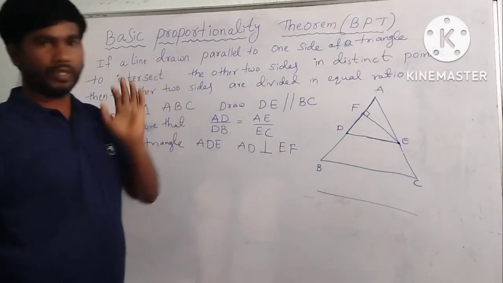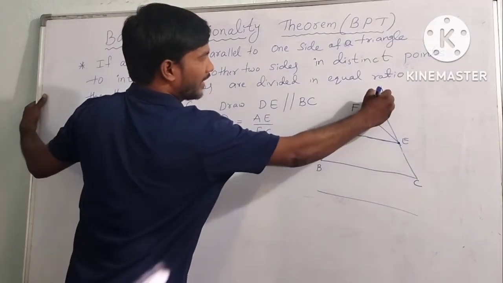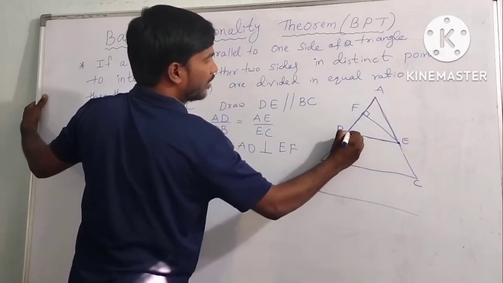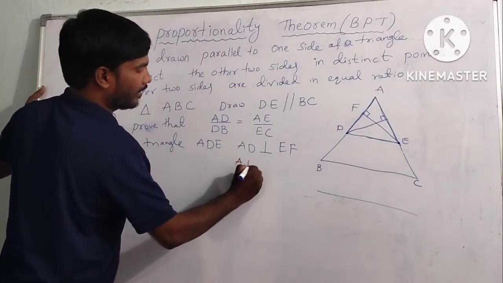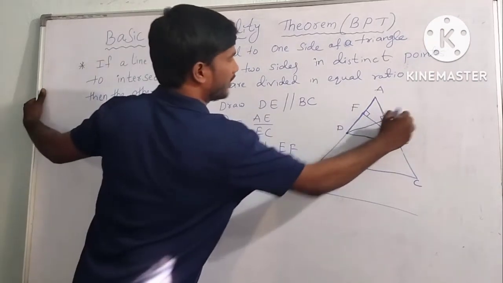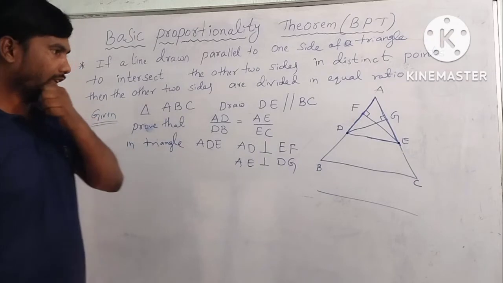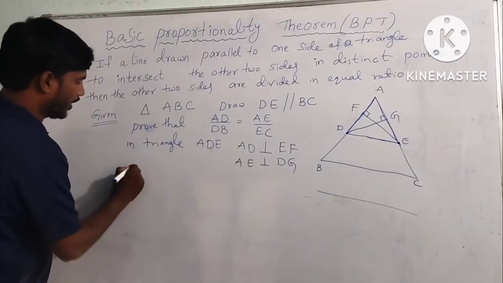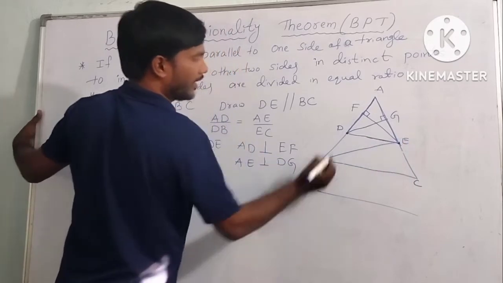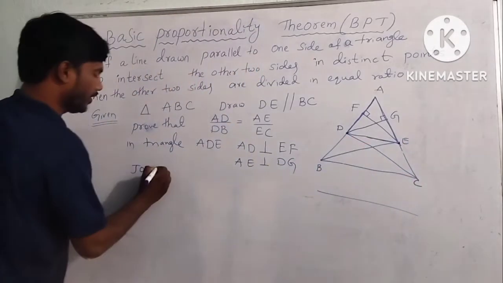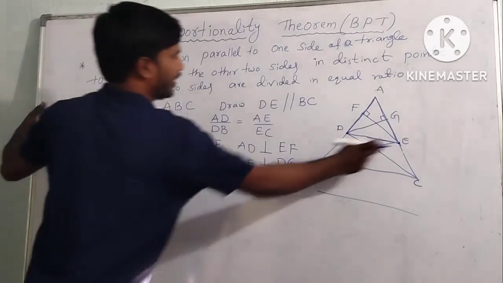AD is perpendicular to EF. Next, in the same triangle, from point D to base AE, I am drawing another perpendicular. What is that? AE is perpendicular to DG. So AD is perpendicular to EF, and AE is perpendicular to DG. Now next, I am joining B, E and C, D.